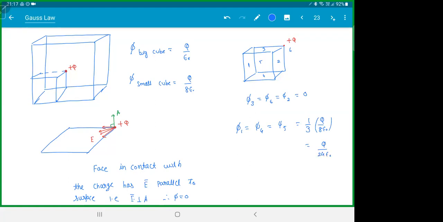Please check. It is not 1/6 of q by 8. The 3 faces which are touching will have 0 flux. The other 3 guys will take equally whatever is coming. Q by 8 is coming through the entire thing. So it is 1/3 of q by 8 epsilon. Clear? So it is important which face is getting flux. You just can't divide by 6 every time. You have to look at symmetry also.